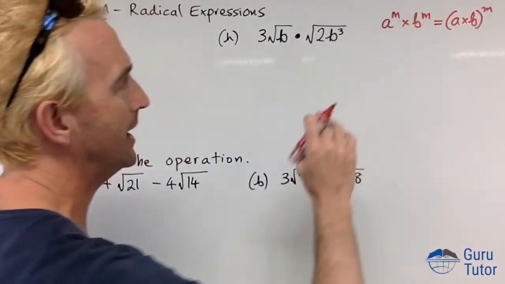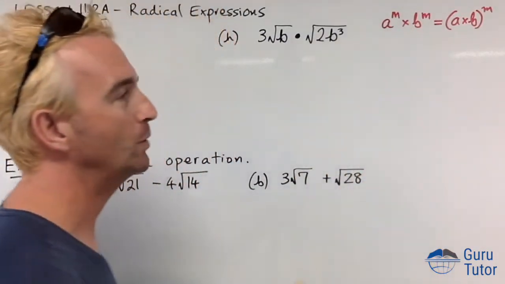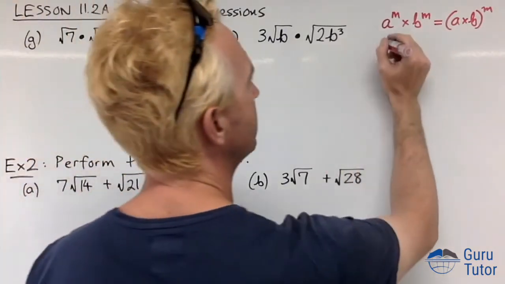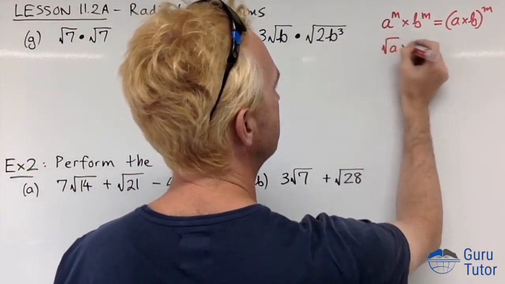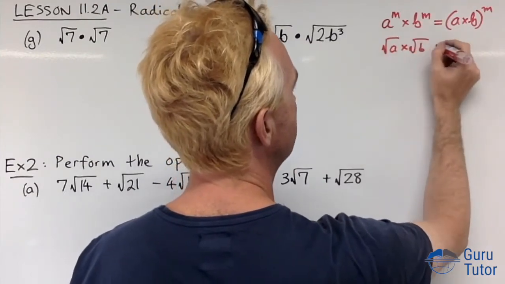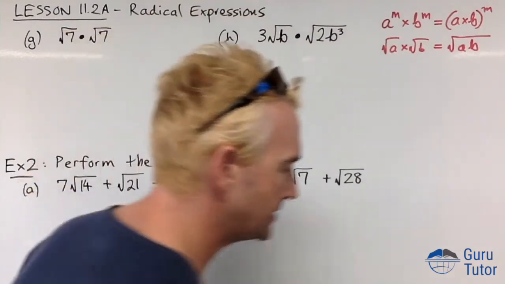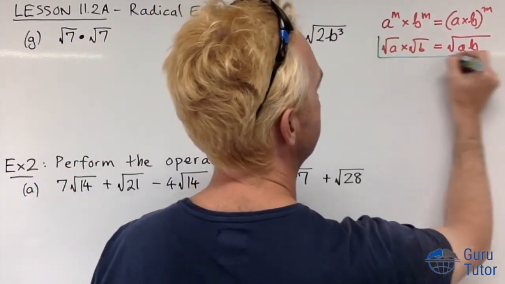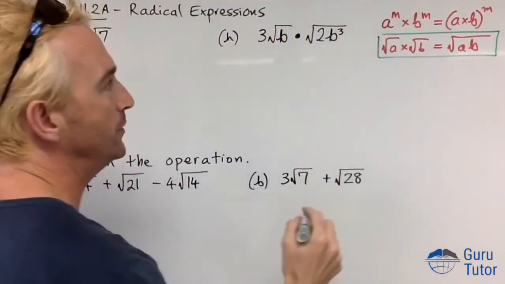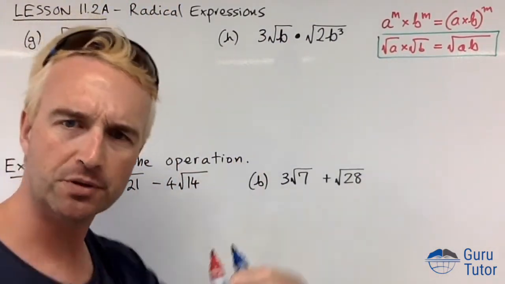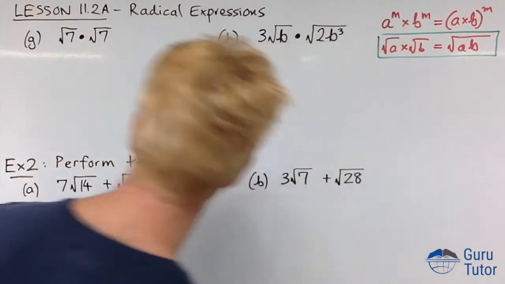That's a fancy way to say it. The same thing actually happens when you have radicals, because we'll get to it one day, but exponentials and radicals are actually the same thing. So if I've got root a times root b, what I can do is just do root of the whole thing. Okay, so this is an important little formula for today. If you ever multiply two radicals together, you can just make one big radical and put them all inside. So what can we do here?